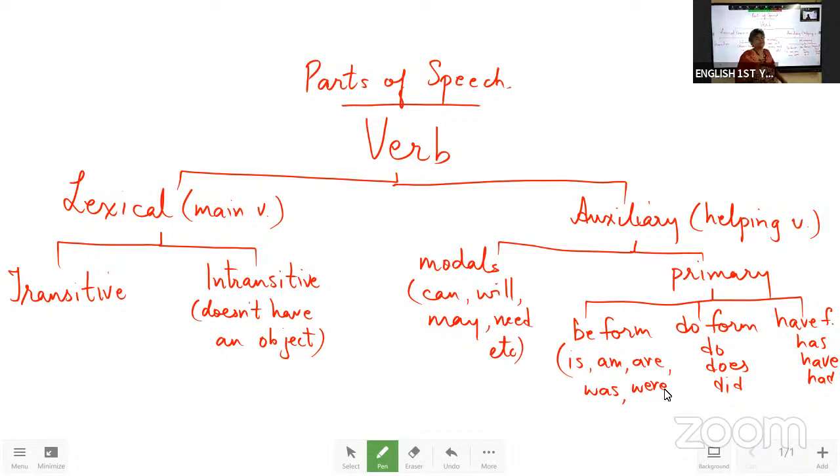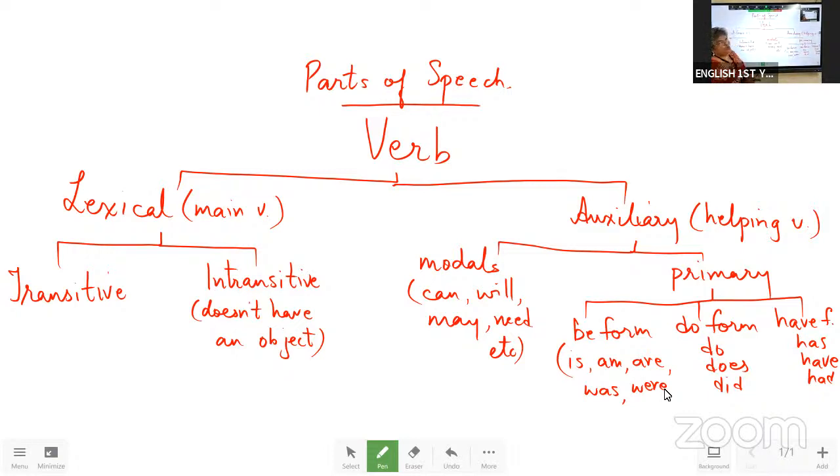So this is very, very important, children. Please make note of it because some study material have not given what is a be form and what modals are and what intransitive sentences are. Others are very easy for you to understand. An intransitive sentence doesn't have an object. Modals are can, could, shall, should. Be forms are is, am, are, was, were. Do form and have form are easy, plus the negative forms.